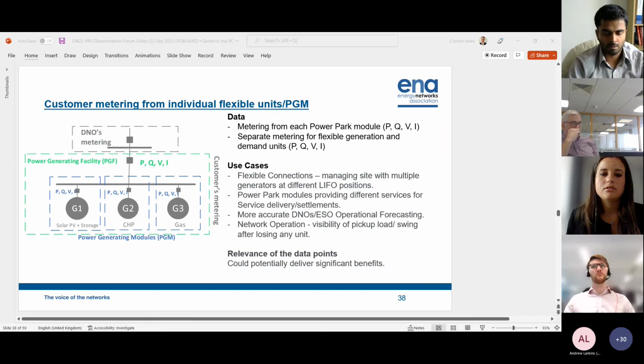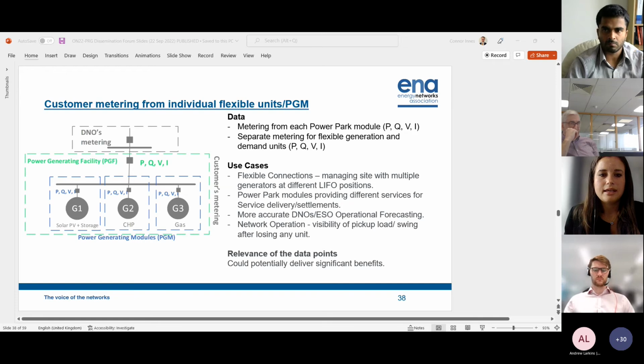So the customer would either need to apply for a different point of connection, or the whole site would need to move to the lowest LIFO stack position, which is not the preferred approach for customers. So this was considered to be a big use case.